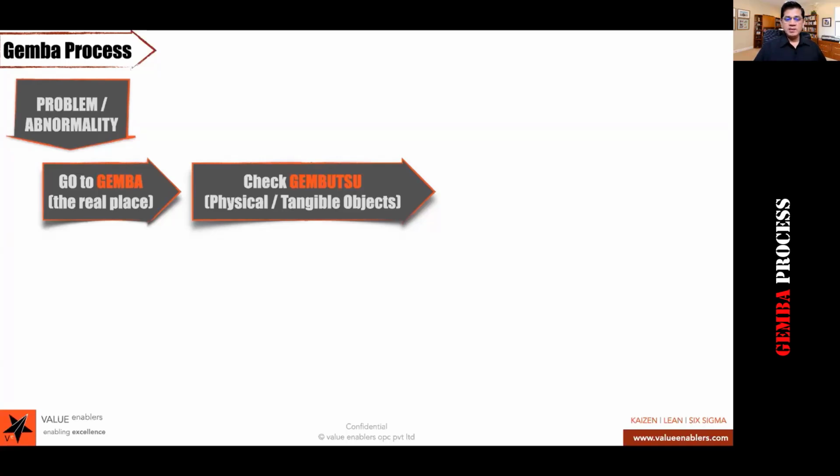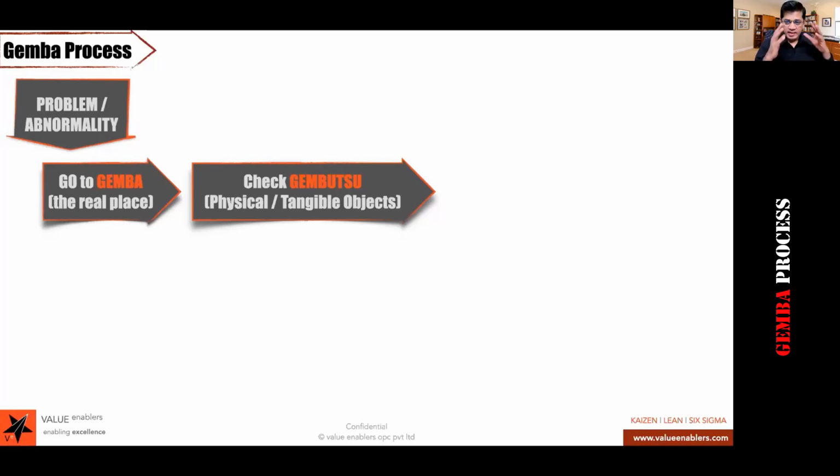Gembutsu means check the physical tangible objects. Suppose wrong resumes are coming, what are the physical tangible objects that we can check? Suppose an accident happens on the road, check Gembutsu. What are the physical tangible objects? Let's stick to one example. Let's stick to an example we can relate to easily, and then we will shift to the recruitment process.